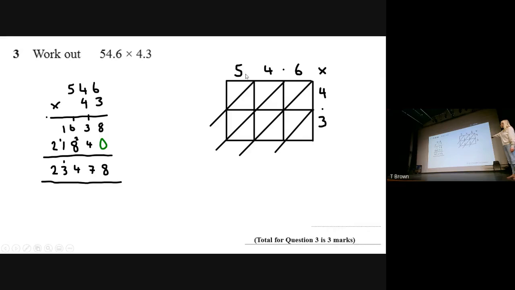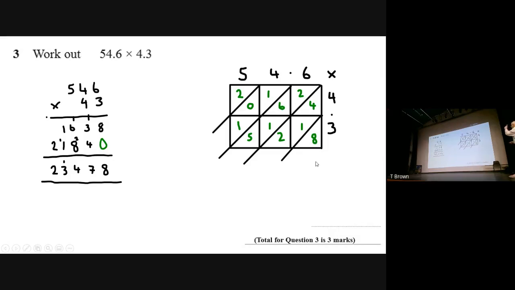5 times 4 is 20, so 2 0. 5 times 3 is 15, so 1 5, and so on. So it's going to look like that. Okay, so you're just filling out each little square with the number top and number side.